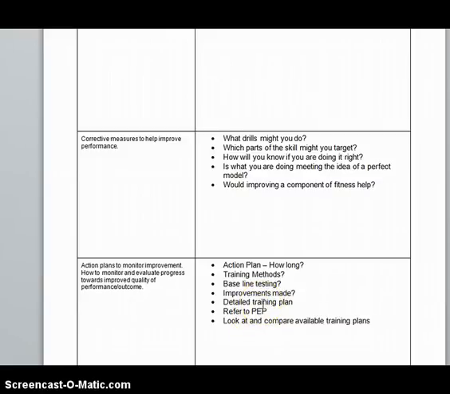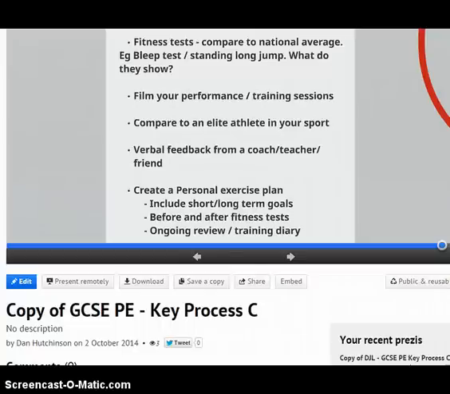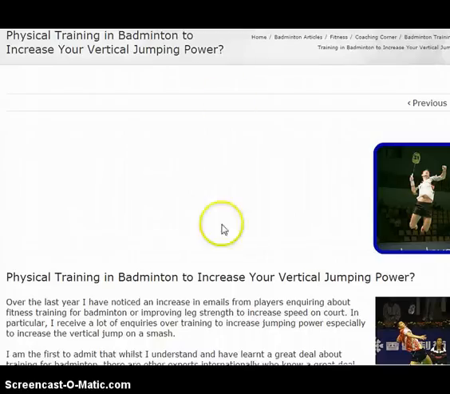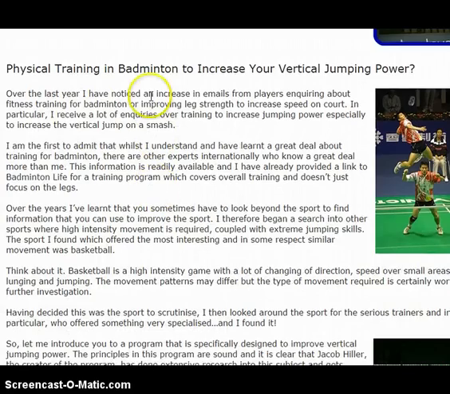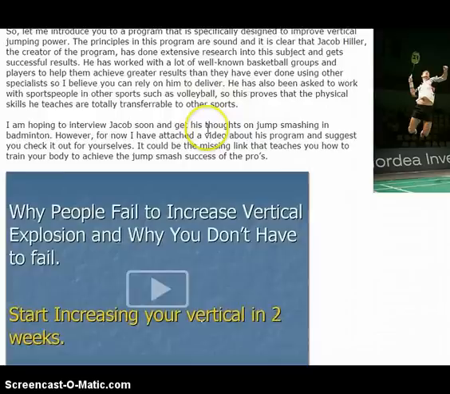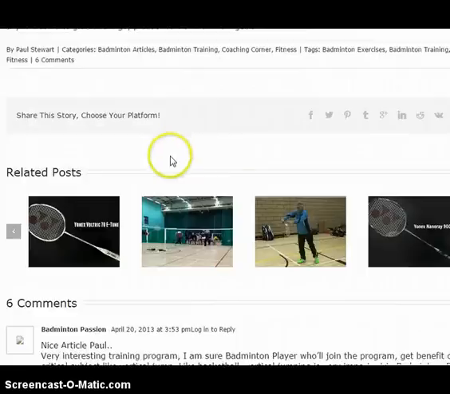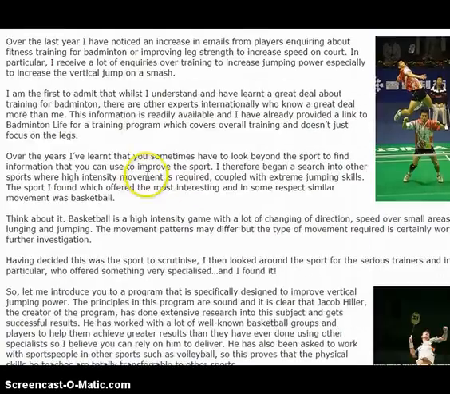For those of you who did a PEP, you might want to refer back to that to look at some of those ideas, and then just have a little look and compare some of the available training plans that are out there. I very quickly had a look at this badminton one. I typed in about a badminton smash, and it talks all about how to increase the vertical jump, how long it's going to take, little videos about power, etc. Really, there is a lot of information out there.